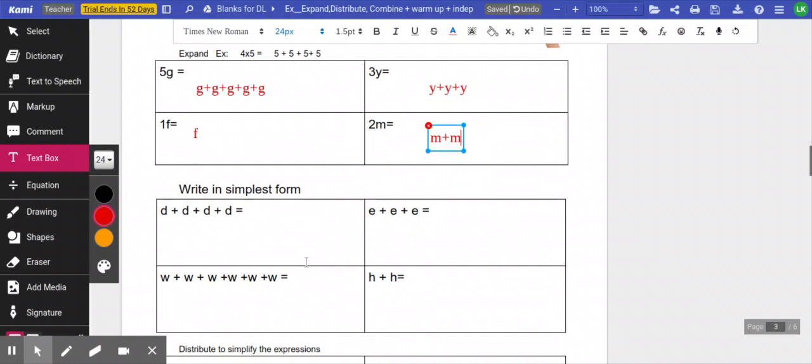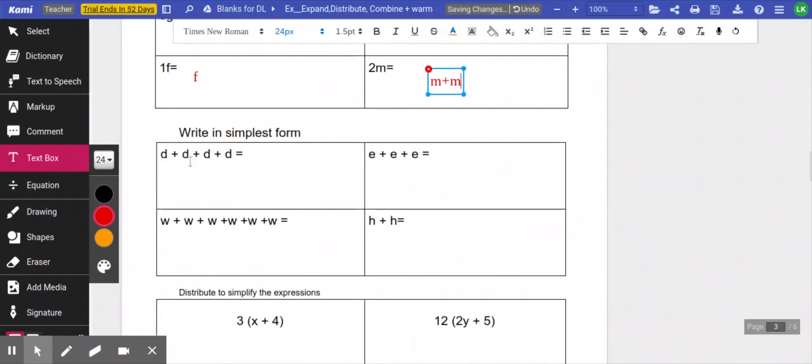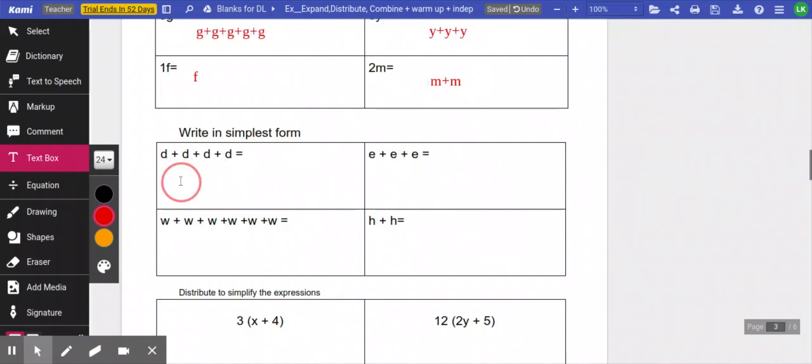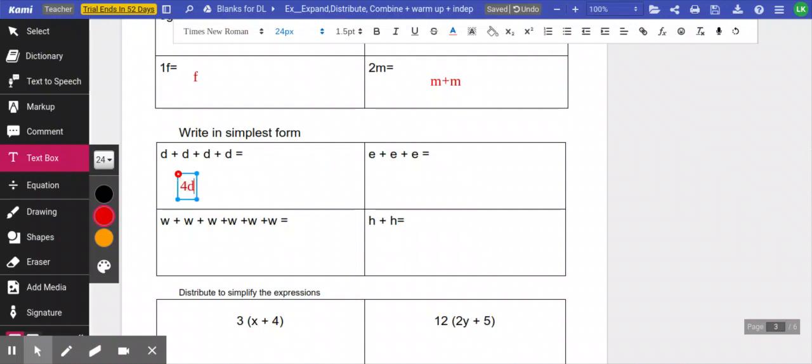This next section, we're going to write it in simplest form. So how else can I write D plus D plus D plus D? Think about the marbles in the cup. I've got 1, 2, 3, 4 cups and D in each one. I can write that as 4D, or 4 times D.